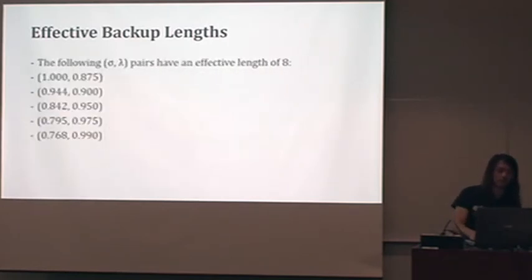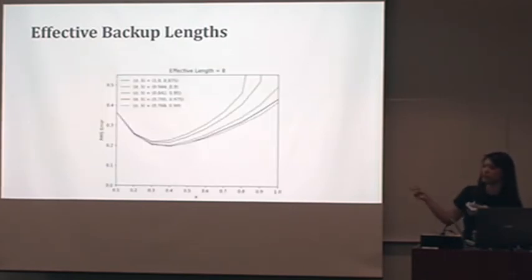So, let's say I take this set of sigma-lambda pairs, which seem fairly random, but all of them have an effective length of 8. And when I test all of these together, they end up with the same trend as the one-step SARSA and one-step expected SARSA case, where they have an effective length of 1. And as you can see, they're all empirically equivalent at low alpha. And as you increase alpha, the lower sigma ends up winning and seems strictly better than everything else, as long as you match the effective lengths.